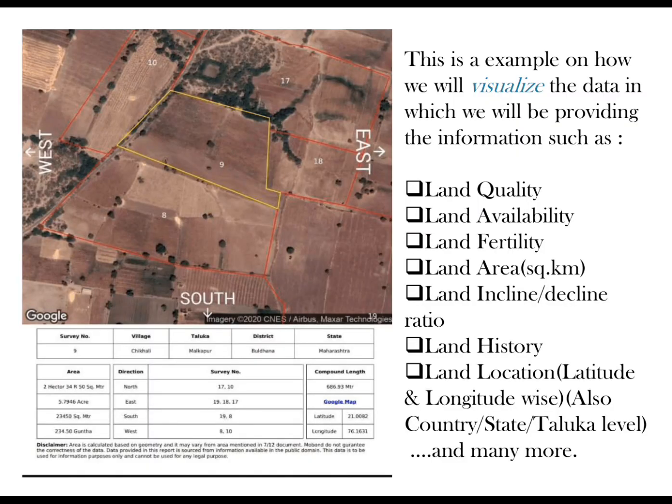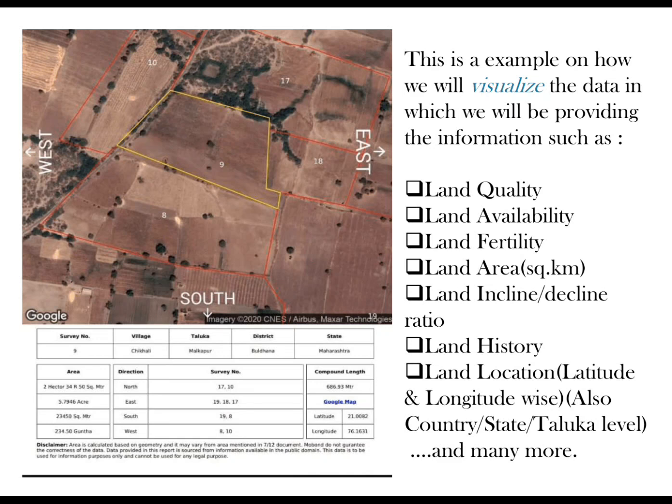After everything is done, it will show us a visualized image that will contain all the data information we need, like land quality, availability, fertility, area, incline decline ratio, its history, its location in latitude and longitude, country, state, taluka, etc. All of the detailed information is shown in the form of a table below the visualized image.